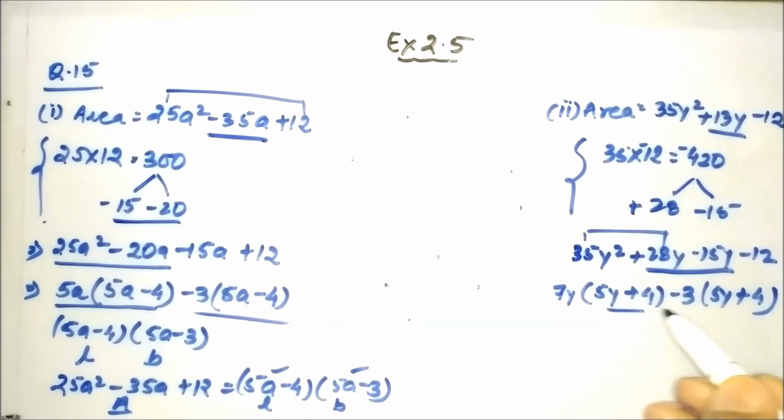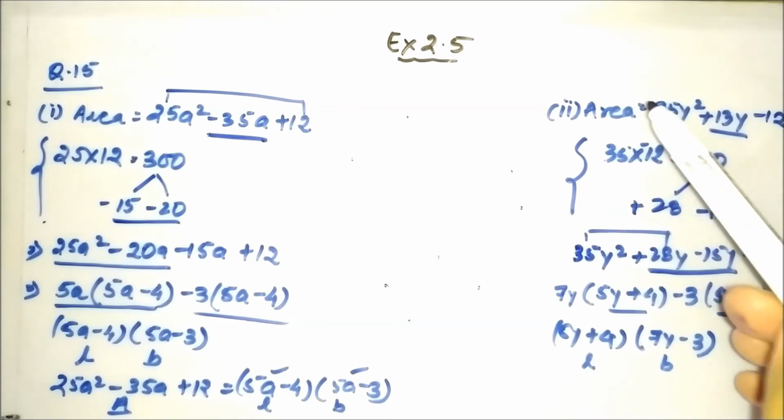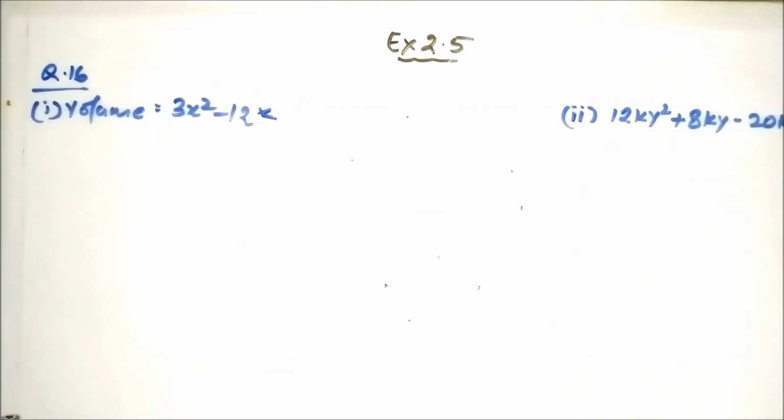So what we got in this bracket, we got it here also. Again we are taking 5y plus 4 as common from these two terms, and we are left with 7y minus 3. So again this will be our length and this will be our breadth. I hope you got it. We have converted area into length into breadth by splitting the middle term. Let us move to question number 16, which is similar to this.